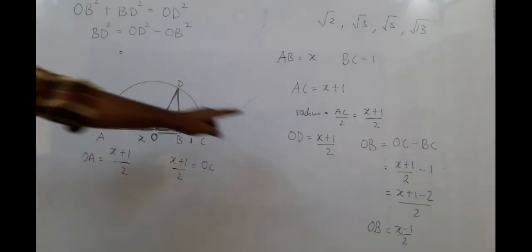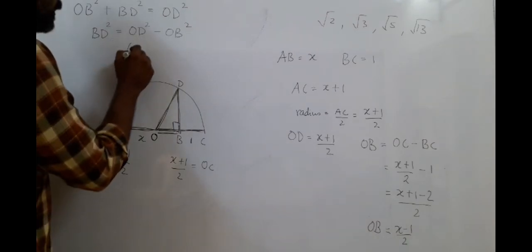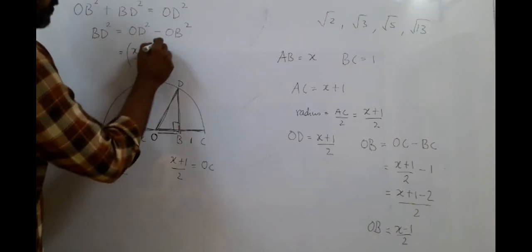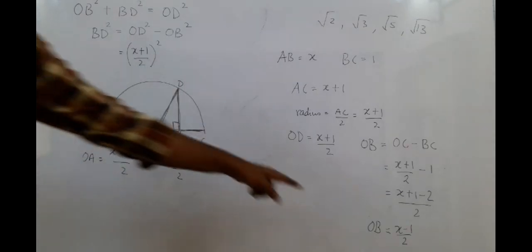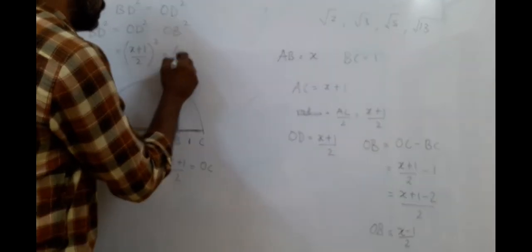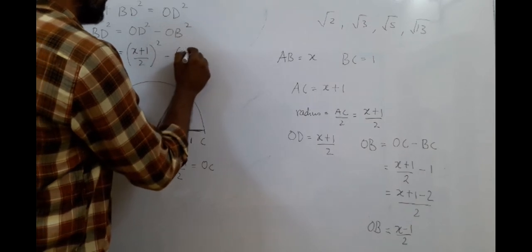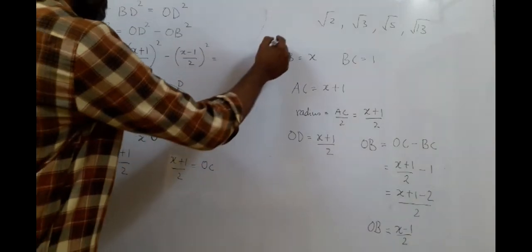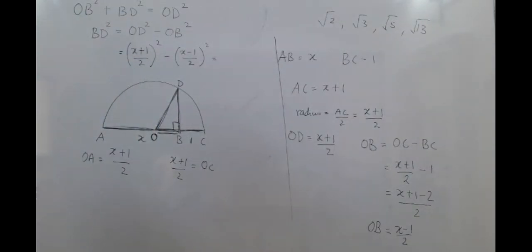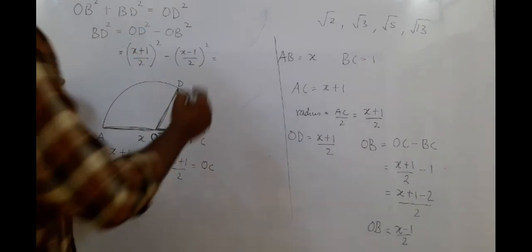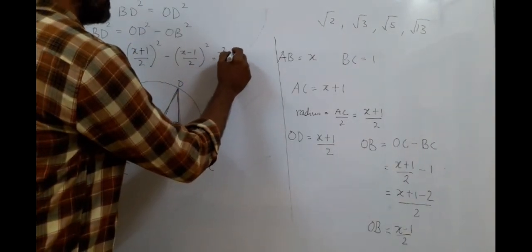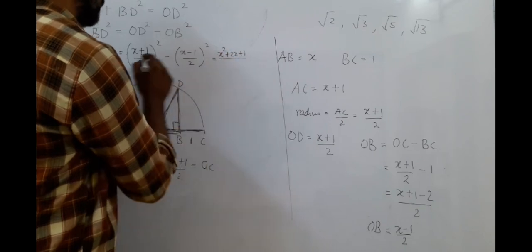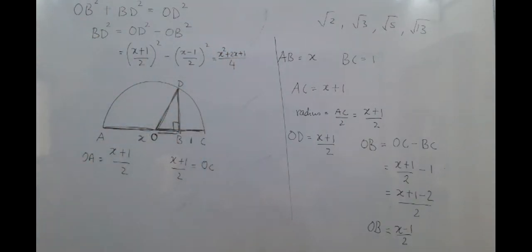Now what was OD? OD was x plus 1 upon 2, the whole square. What is OB? OB is x minus 1 upon 2, the whole square, with a minus sign in between. And now we have to simplify this. So what is x plus 1 the whole square? a square plus 2ab plus b square, upon 2 square, which is 4. Is it clear? Can you see? Okay. Let us look at these things now.